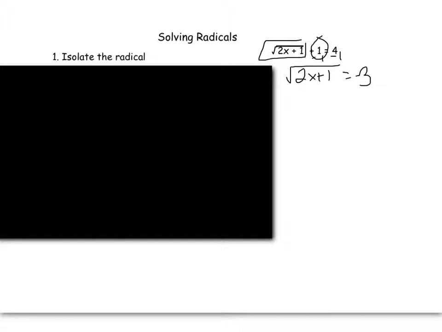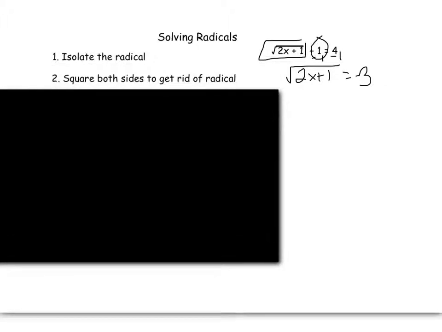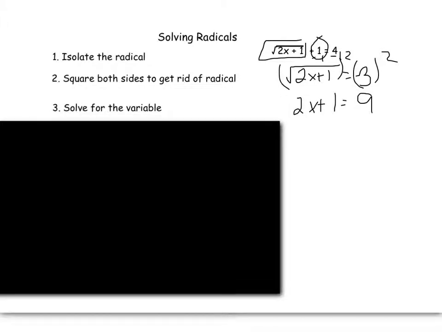Now, you guys know how to get rid of these radicals. Square both sides. So I'm going to squared and a squared. So I end up with 2x plus 1 equals 3 squared, which is 9. Now we just solve for the variable. Subtract 1, we get 8 equals 2x, divide by 2, we get x equals 4.